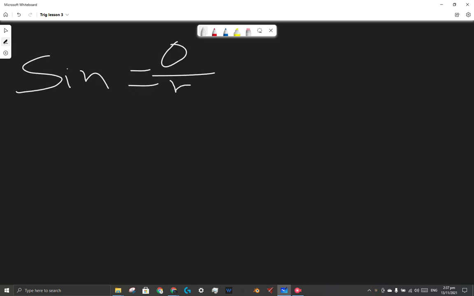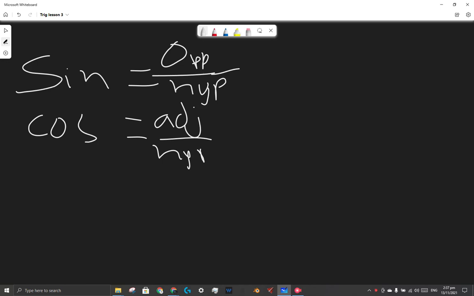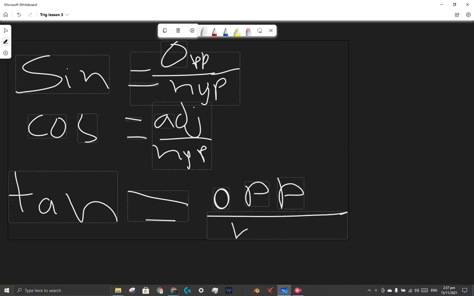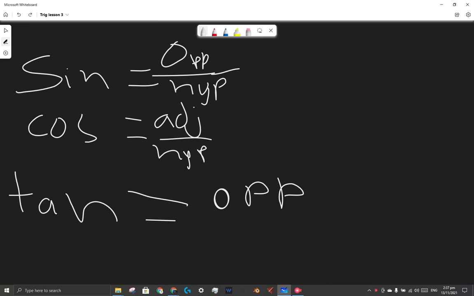Okay, so now talking about the 6 trig functions, sine is equal to the opposite over the hypotenuse. And then we have cos, adjacent over hypotenuse. And then we have tan theta, or just tangent, which is opposite over adjacent. So, if you haven't gotten this down already, note this down somewhere, or just remember the acronym SOHCAHTOA. It really does help.